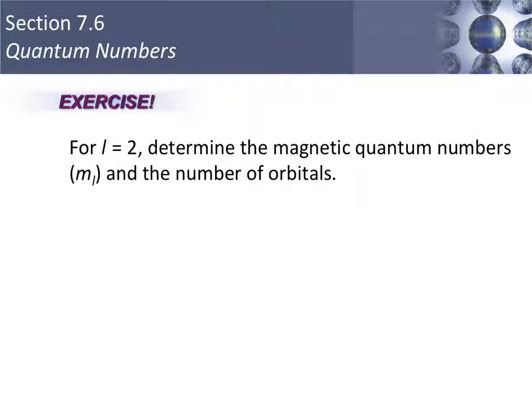For L equals 2, we have values of ML, the third quantum number, that can range from minus 2, minus 1, 0, plus 1, plus 2. This would correspond to the 5 orbitals that we originally talked about with a D sublevel.